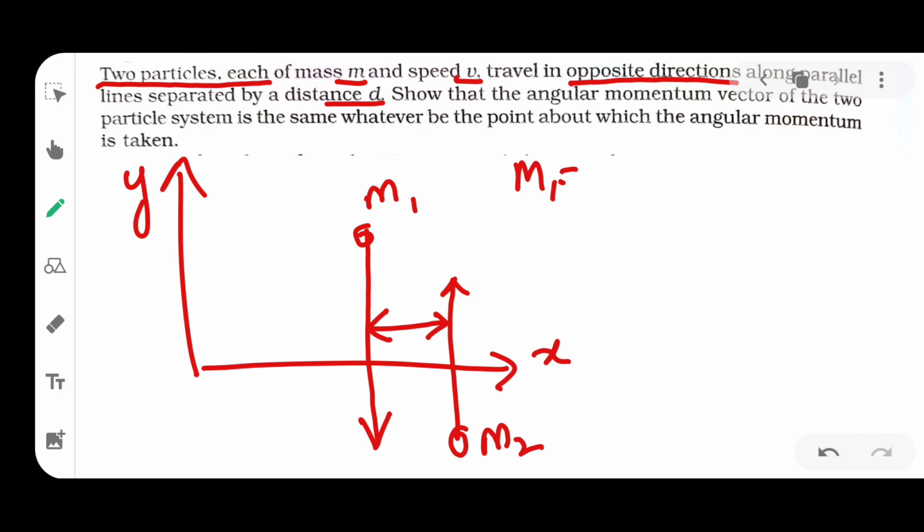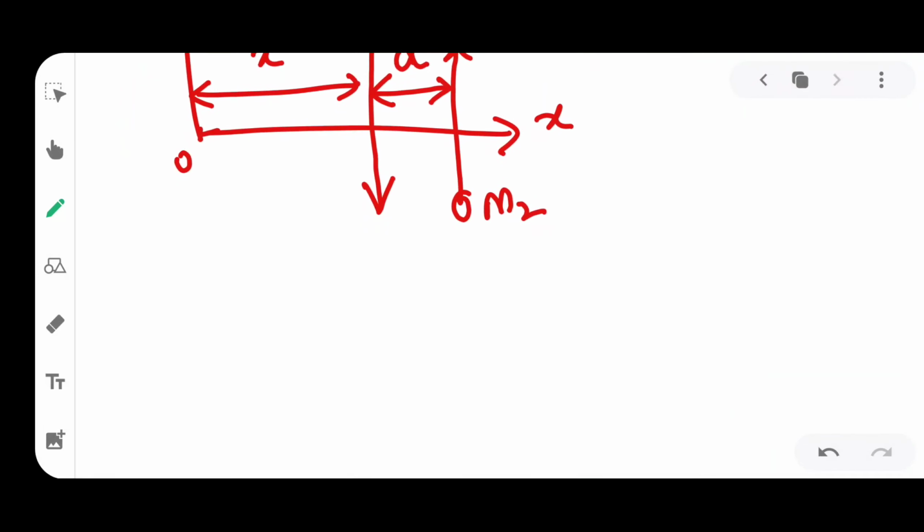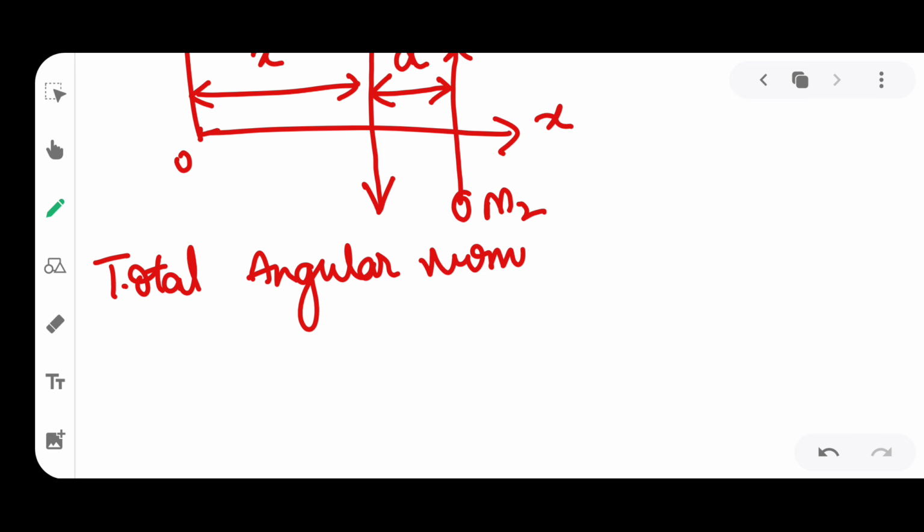So I'll write it here: m1 is equal to m2 is equal to m. Similarly v1 and v2 we can leave as they are, no problem. Here this distance is equal to d. This distance is equal to x. Let this be the origin. So we'll find out the total angular momentum about point O.